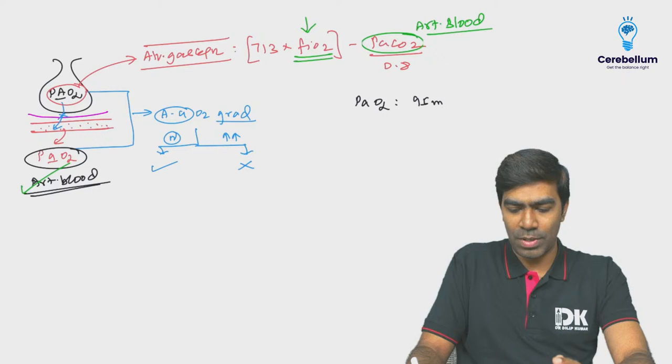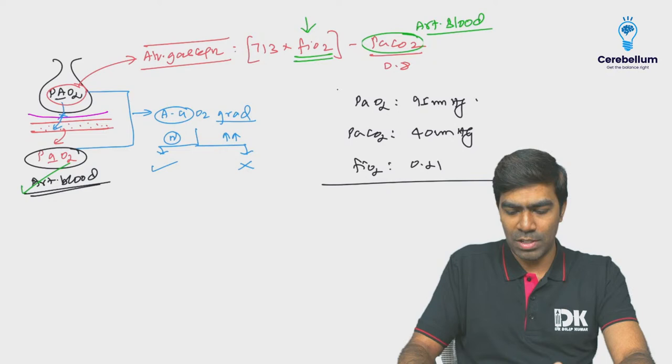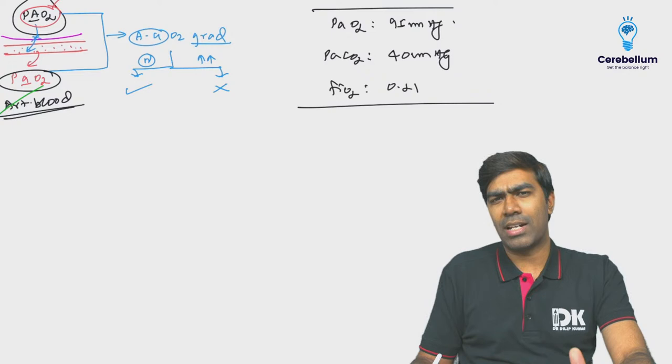Okay, PaCO2, let us assume, is 40 millimeters of mercury, and FiO2 is 21%. It is 0.21. 21% means 0.21. You should not write 21. So now calculate the A-a gradient. You have all the data to calculate the A-a gradient because he's breathing room air. That's why I'm writing 21%. So calculate the A-a gradient.